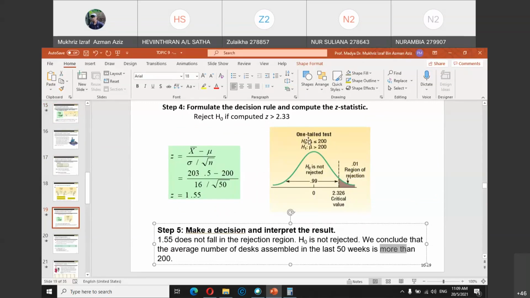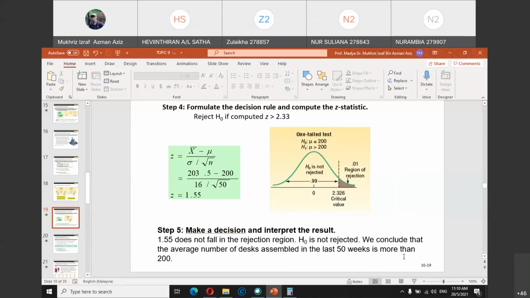Because yours is a one-tail test on the right, your H1 is mu more than 200. So just copy back whatever you write in your H1 into your conclusion, part number 3. Remember, you have 3 parts: inside or outside the area of rejection, then your decision, whether you reject or do not reject, and then the meaning of your conclusion. I will see that in your assignment; you need to construct these three parts in your solution.